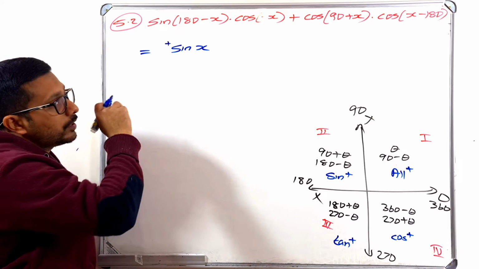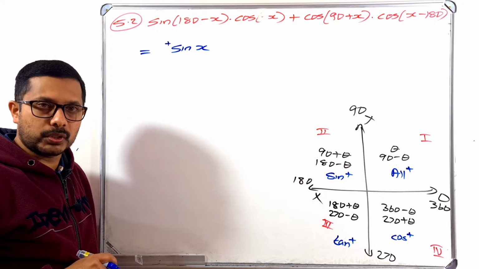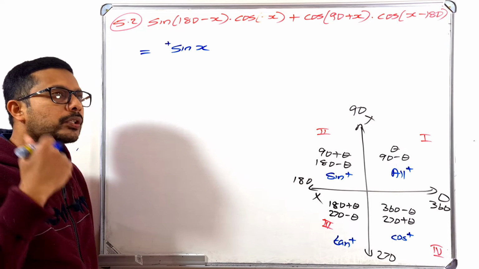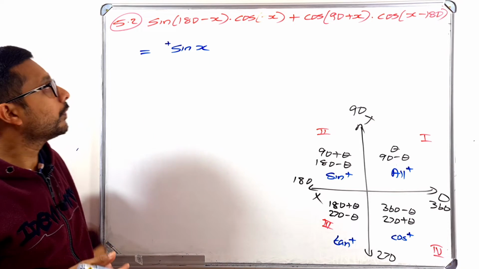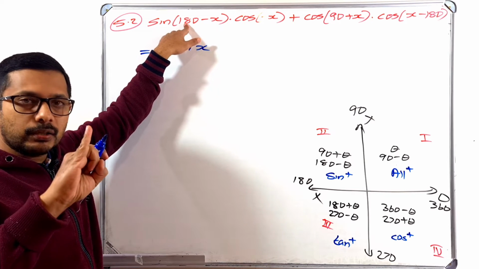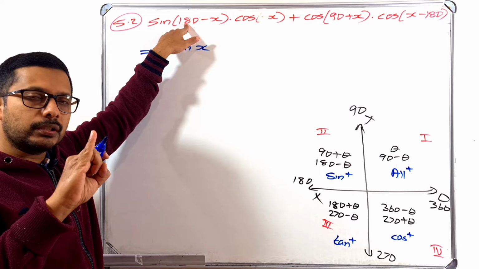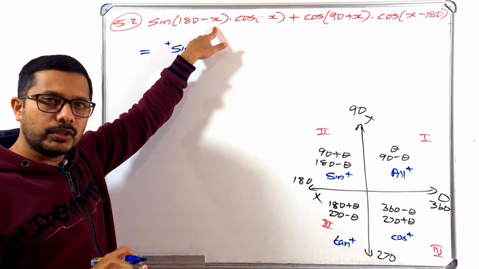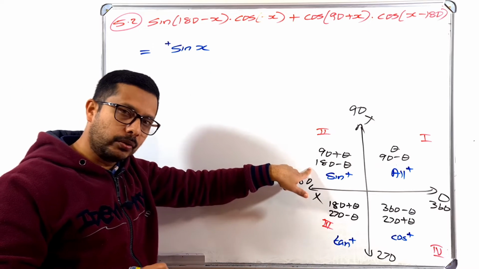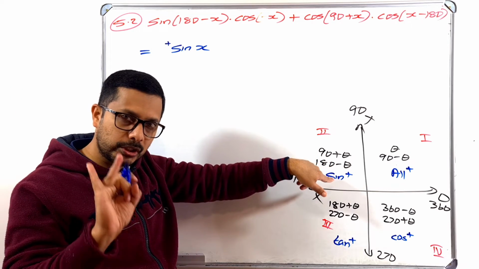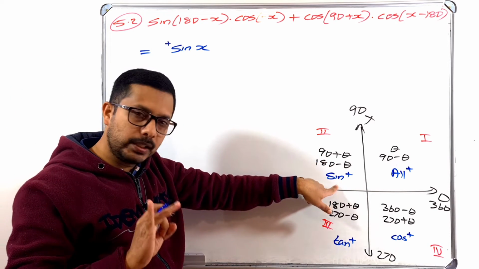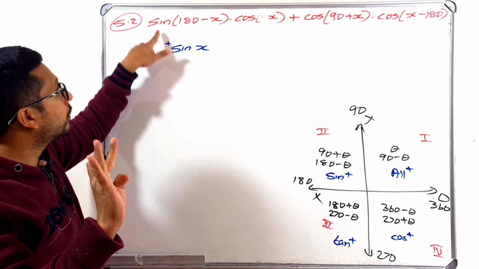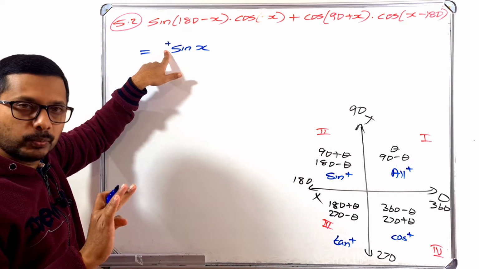When you write this type of question, a reduction formula question, you have to ask yourself in this order. First question: 180 minus x is in which quadrant? Second quadrant. Second question: in the second quadrant, what is positive? Sine is positive. Here what? Sine, so it is positive.